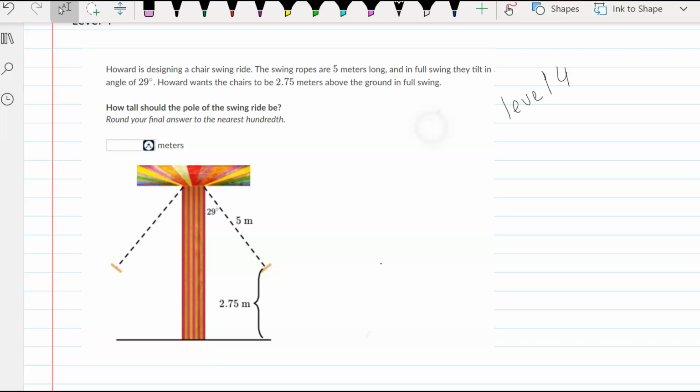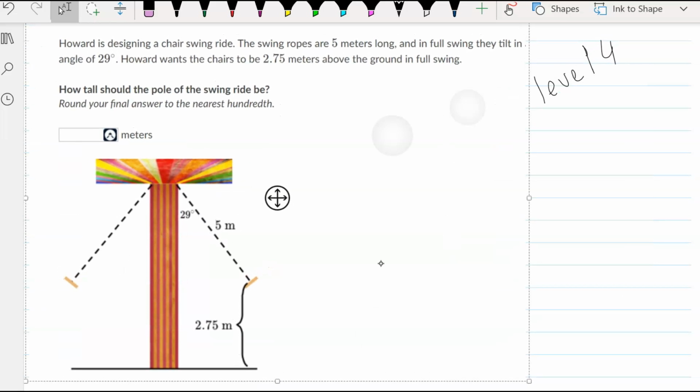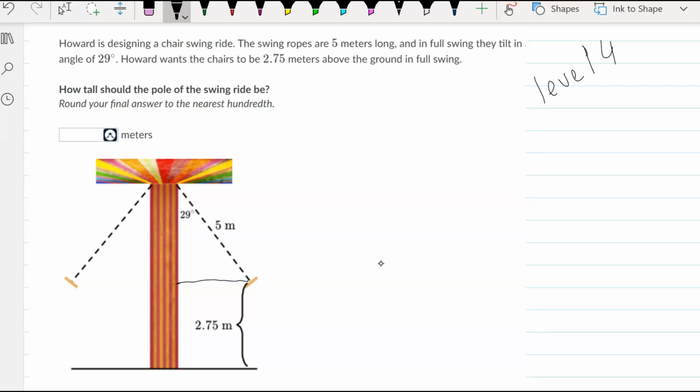So Howard is designing blah blah blah blah blah. You know what, honestly, when you look at these, what you're going to want to try and do is look for a right triangle. Alright, so I'm going to tell you that the key here is to find a right triangle. Ta-da, found a right triangle. Howard is designing, the swing ropes are 5 meters.